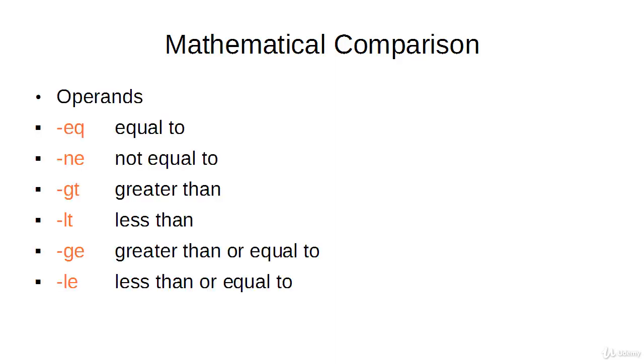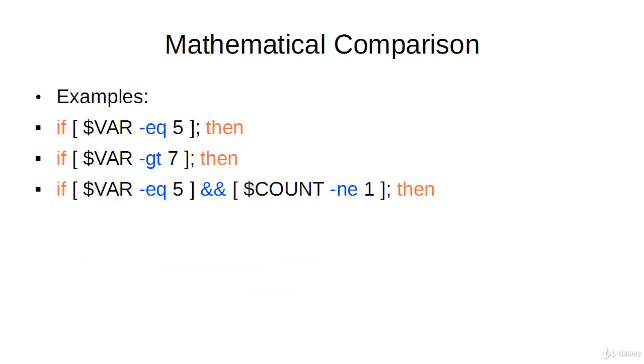For mathematical comparison, we can use several operands: equal to, not equal to, greater than, less than, greater than or equal to, less than or equal to. But how to use them in an if statement? Here are some examples. In the first, we are asking if the value of variable var is equal to 5.